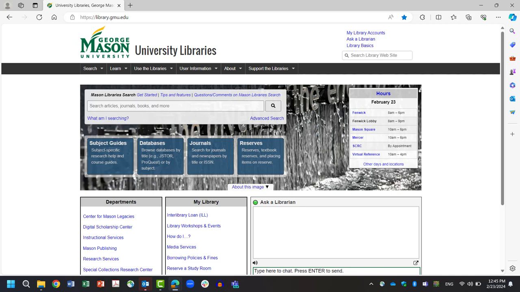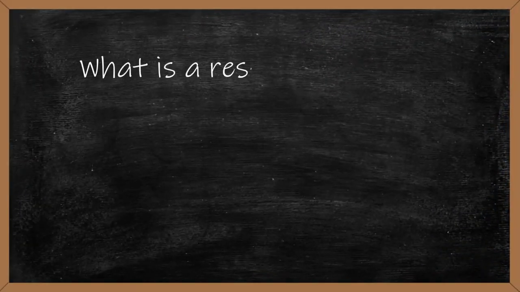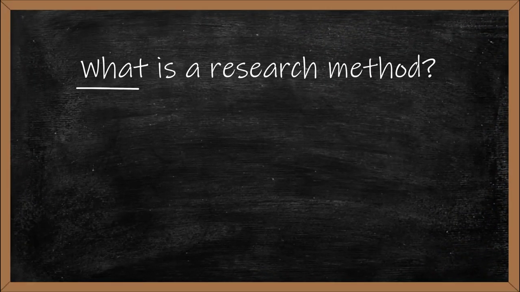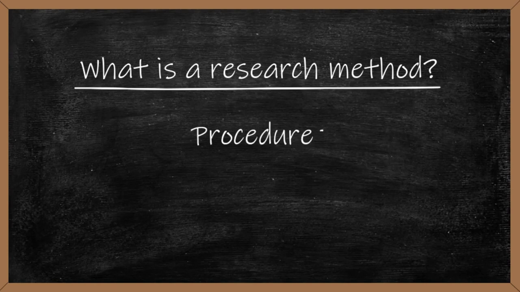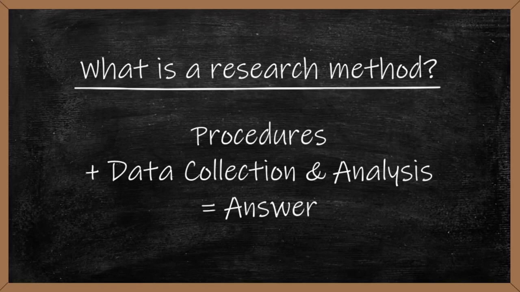After viewing this tutorial, you will be able to describe and differentiate between quantitative, qualitative, and mixed methods research. What is a research method? A research method is a set of procedures for collecting and analyzing data to answer a question, discover a solution, or find out more about a topic.